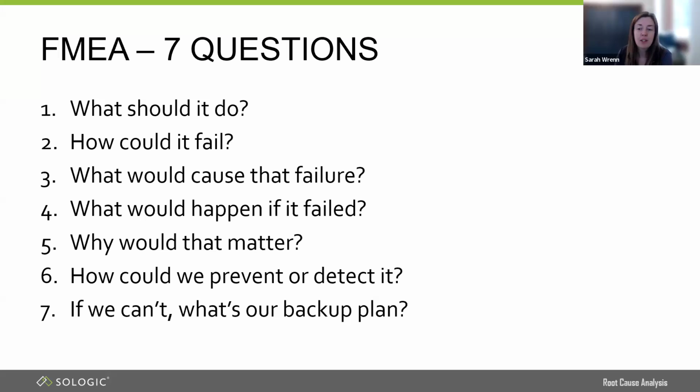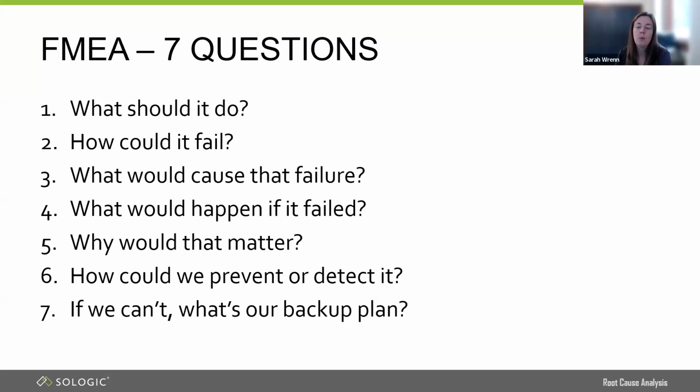So, Katie, our first question on here is what should it do? Can you tell us why this is our starting point? Yeah, it's all about aligning the team on expectations. You'd be surprised how often teams skip this and assume everyone agrees. Then, our next question, how could it fail? That question expands the conversation beyond catastrophic failures to include degraded performance, delays, or reduced capacity.